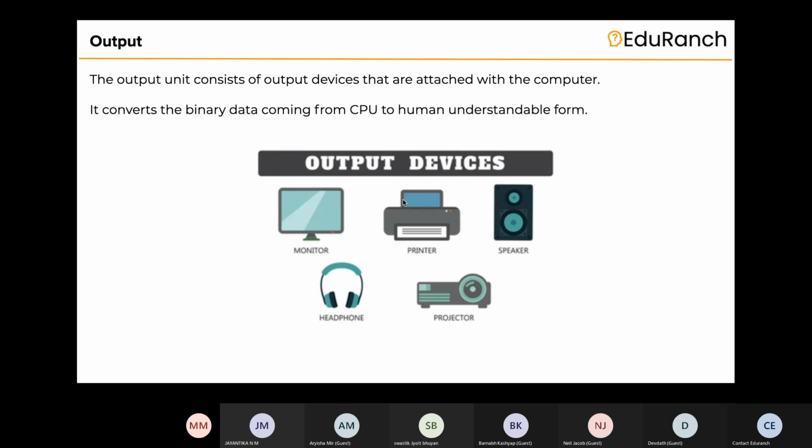Okay, now let's see. We have seen so far input devices. Okay, CPU. Let's see the output devices.